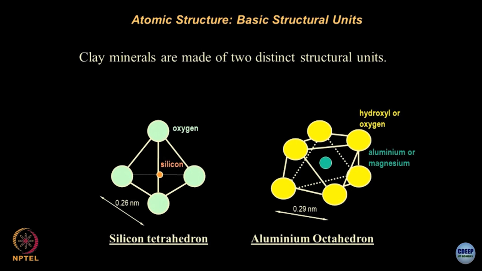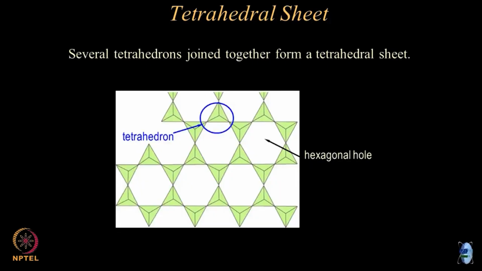Is this correct? So, these are the basic units. Rest of the things is the combination of this. So, we have octahedron, we have tetrahedron and combination of these are going to form clay minerals. So, this is the tetrahedral sheet. Remember the spelling tetrahedron and tetrahedral.